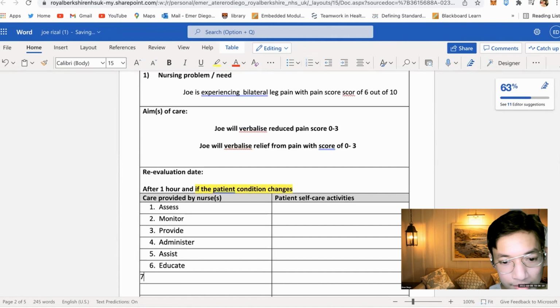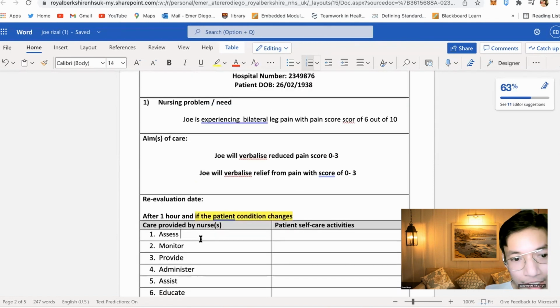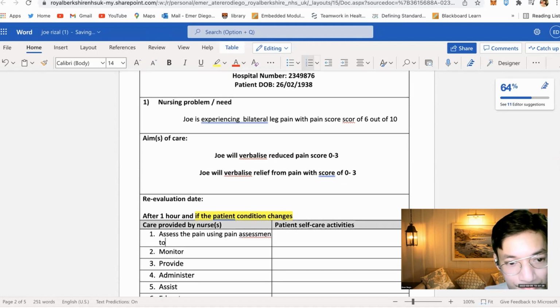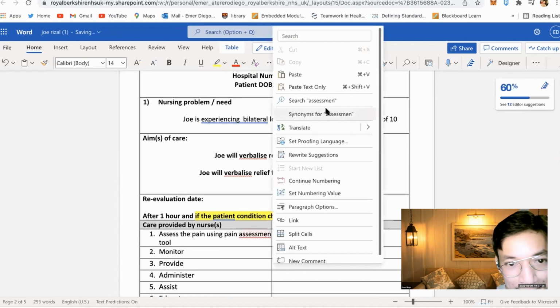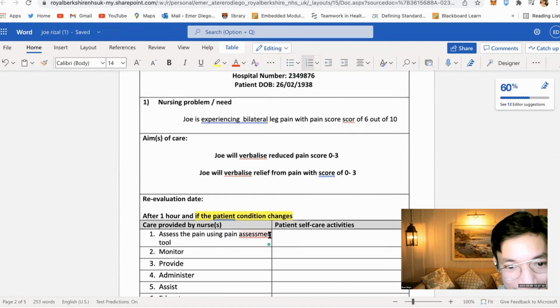Number 7, refer. Okay. So assess the pain using, what tool are we using? Well done, Roslyn. It's the pain assessment tool, or the pain tool chart assessment tool. Sorry for my spelling. We are missing a T. There you go. Assess the pain using the pain assessment tool.